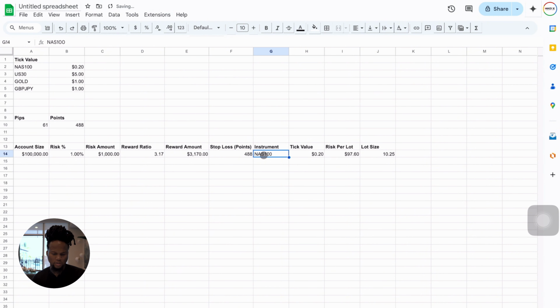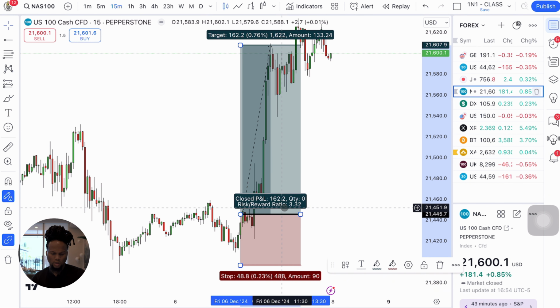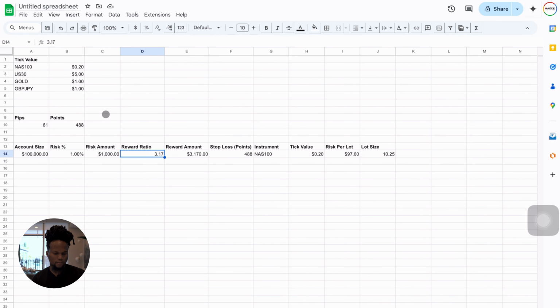So I'm going to change the currency, which is now NAS 100, and then the area is going to be 3.32, right? So it's 3,320. Still risking $1,000 from the 100K. And then my lot size is going to be 10 lots. So you realize it's bigger based on the different currency pairs, right? So that's what it is, man.